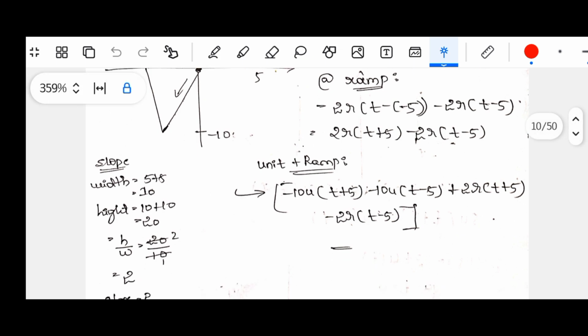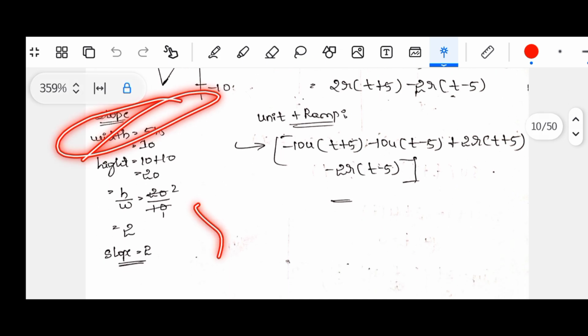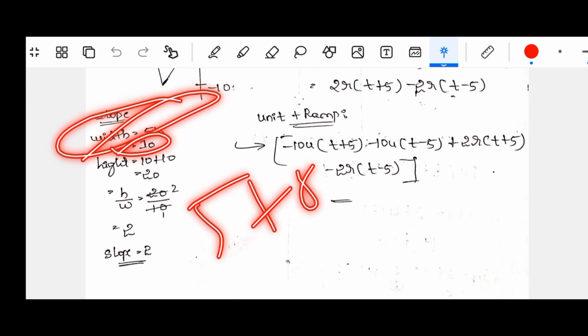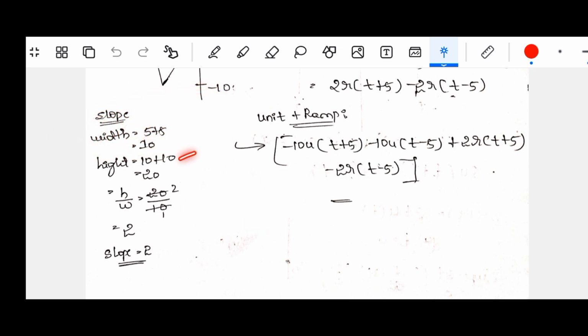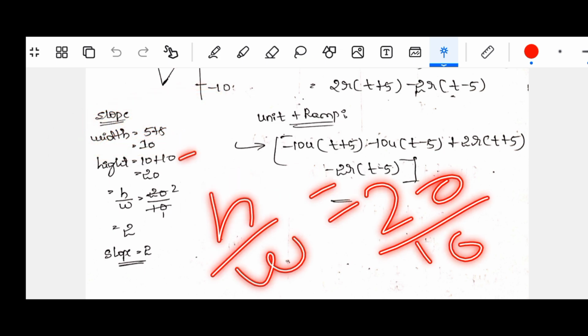Here I have written how to find out the slope, as I have mentioned above. Width is 5 plus 5, which is 10. Height will be 10 plus 10, which is 20. Therefore, height by width will be 20 by 10, as I mentioned earlier. Therefore, the slope will be 2.